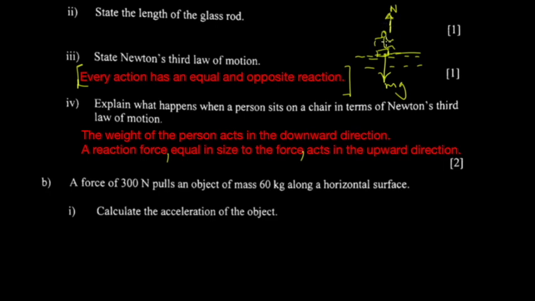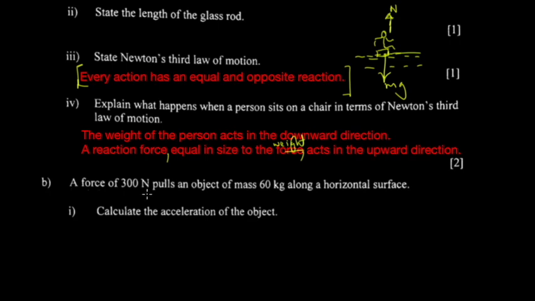Anything that does not move, or anything that moves at a steady state, it means that the forces involved on that object are in balance. They are in a state of balance. So the downward force is balanced by the upward force. The upward force is called the normal reaction. So reaction force equal in size to the weight acts in the upward direction. Here, if you want, you can even draw this little diagram.